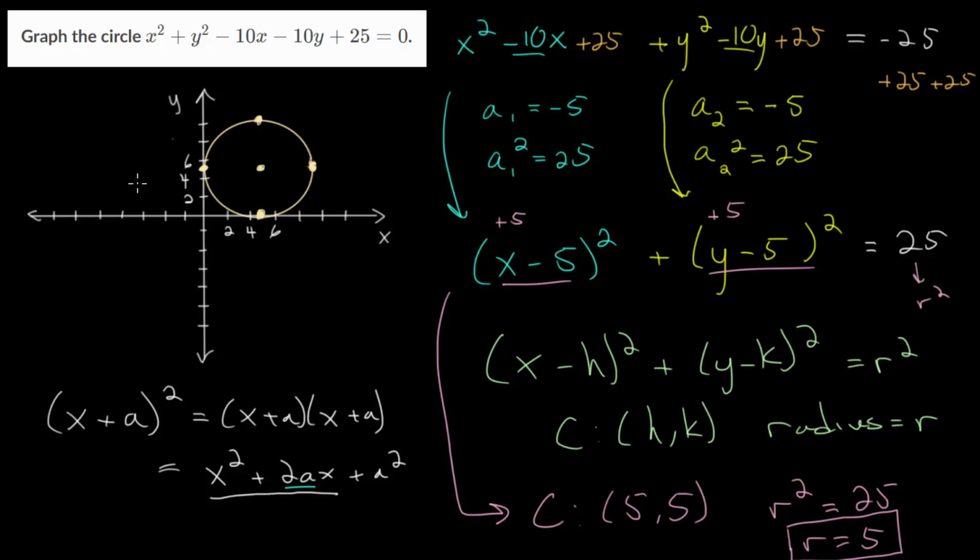So in conclusion, this is the graph of a circle whose center is at 5 comma 5 and whose radius is 5 units long.